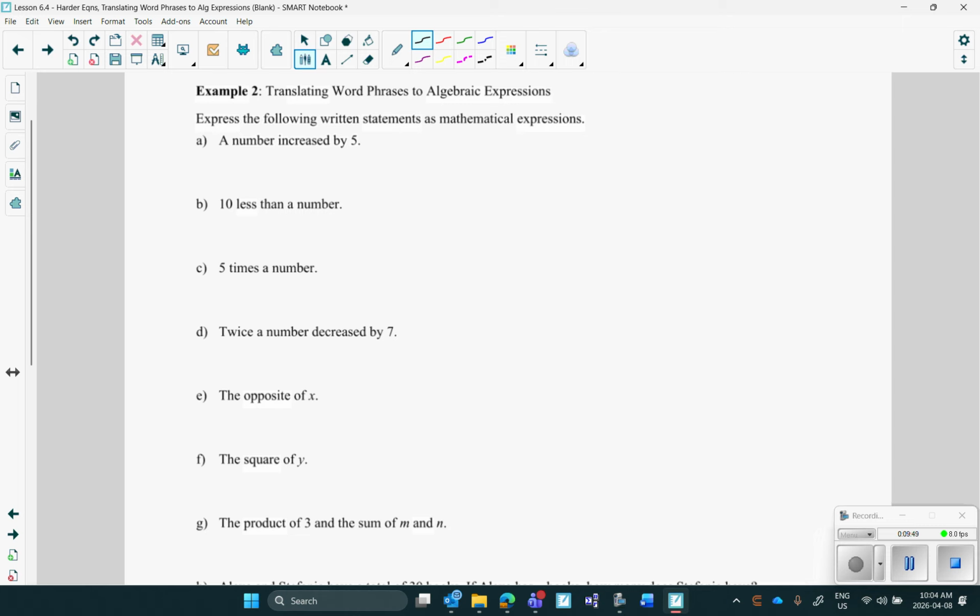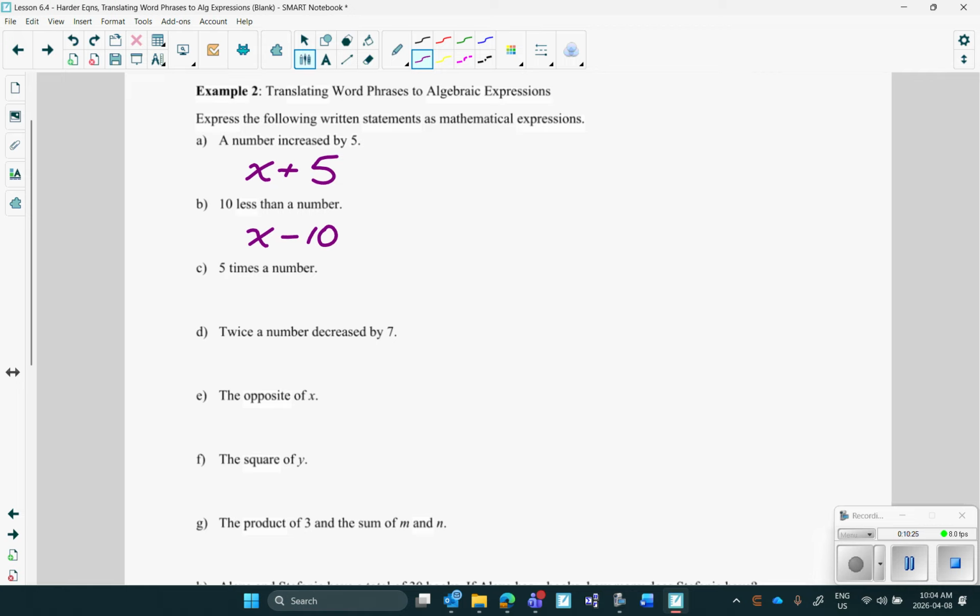X plus 5. Be careful with the phrasing. 10 less than a number. X subtract 10. It's not 10 subtract x. It's x subtract 10, because you're starting with a number and you're going 10 less.